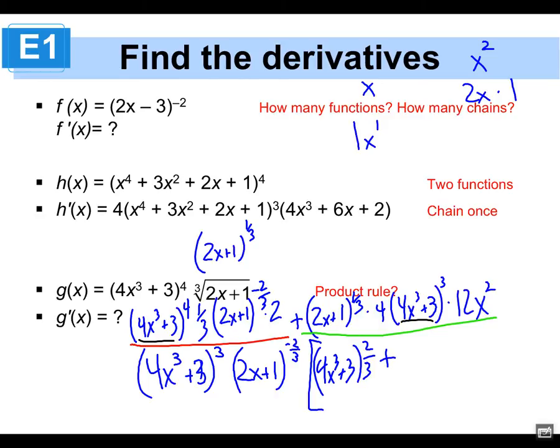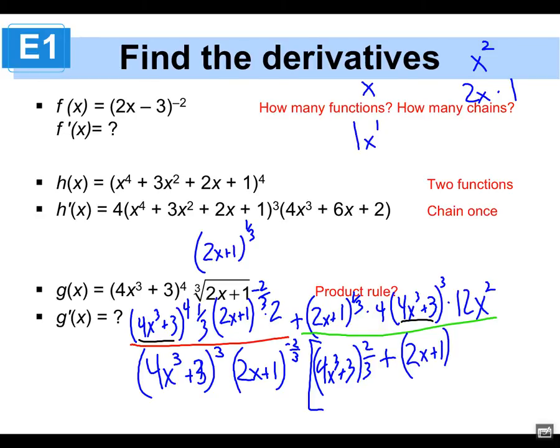Plus. Why are you left with the 2/3? There's a 2 back here, and there's a 1/3 in there. That makes sense. Okay. Now the second one. The whole 4x cubed plus 3 to the 3rd power got pulled out in front, so that's gone. I have a 2x plus 1.